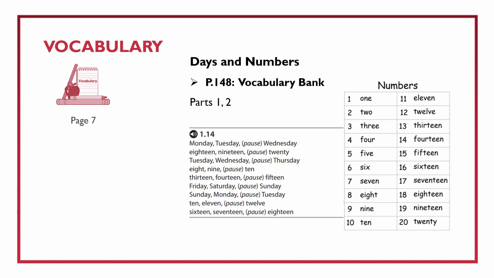What is important is when we want to say our phone number, we say the numbers one by one. For example, 794-1938.